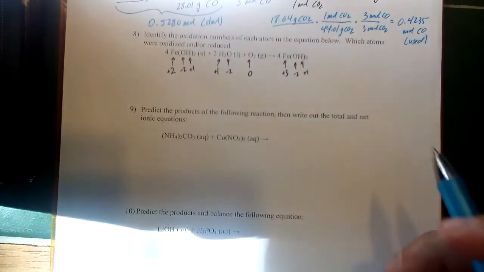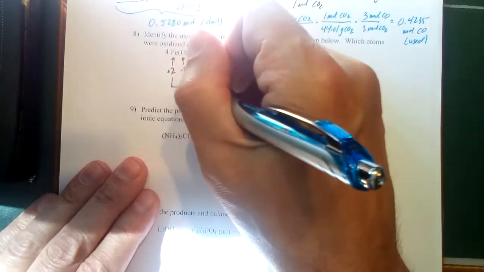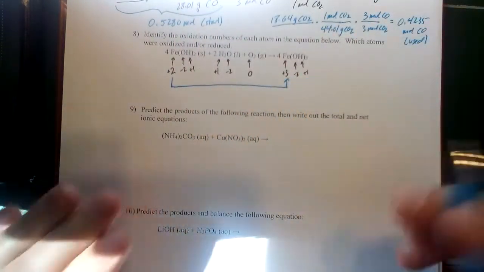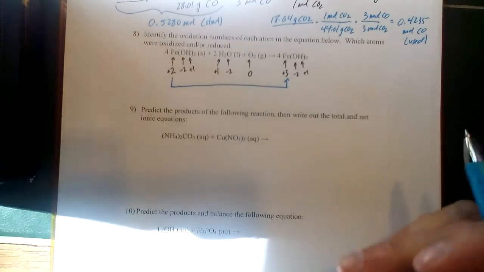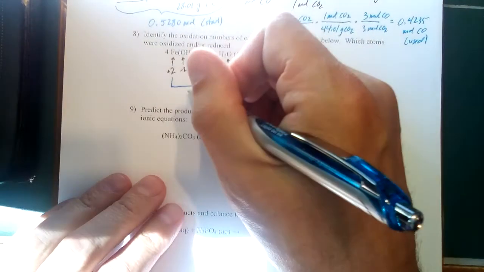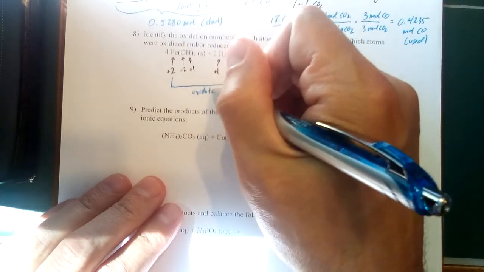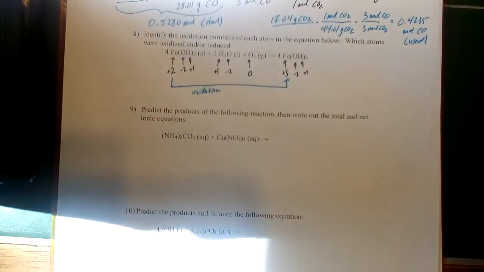Now, with those oxidation numbers, the changes are in the iron atoms. So iron started at +2, ended up at +3. If you're getting more positive, that means you're losing electrons. So losing electrons is oxidation. The iron, we would say, was oxidized over the course of this reaction.